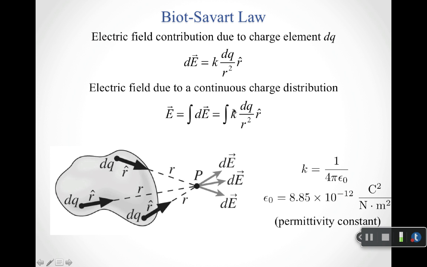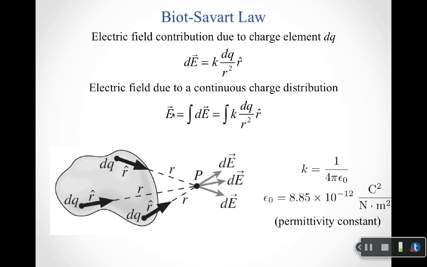And then the k here, let's remember that our k in Coulomb's law is 1 over 4 pi epsilon naught, and epsilon naught has a value of 8.85 times 10 to the minus 12, with these units, and this is known as the permittivity constant. So there's a fundamental universal constant that's sort of hidden in this version of Coulomb's law that we're adding up to find the electric field.